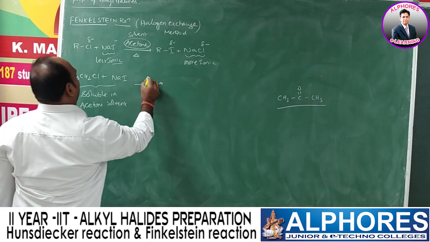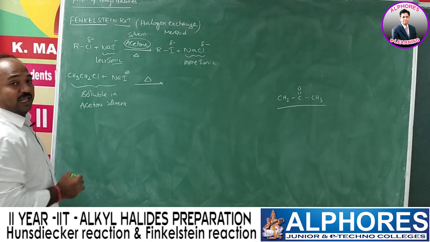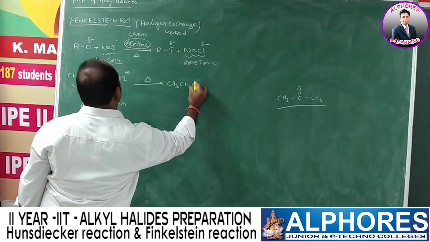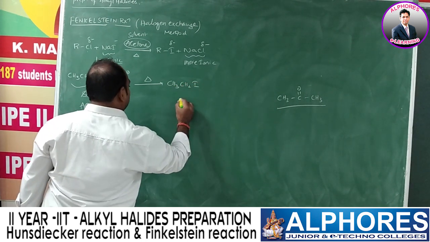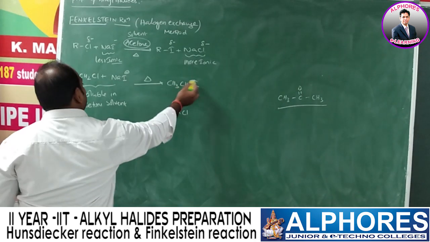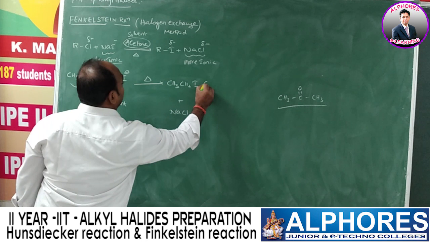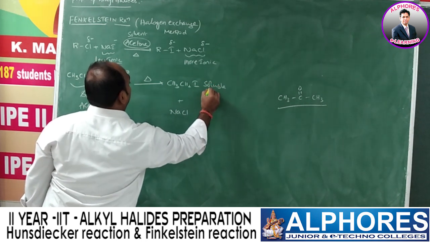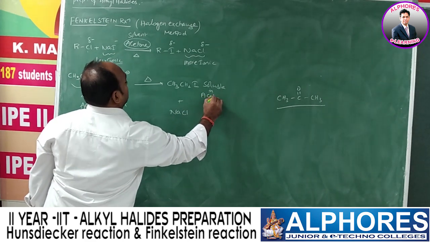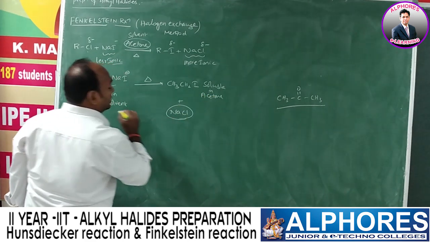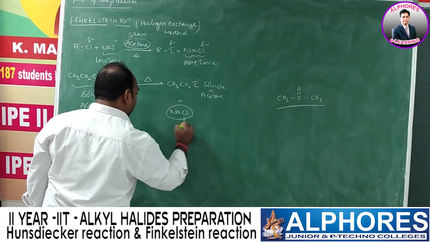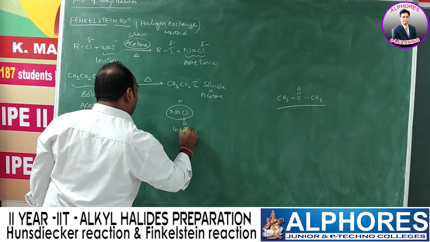Next, upon heating, what happens? I minus displaces Cl minus. We are getting the product CH3CH2I plus NaCl. Again, CH3CH2I, which is non-polar, is also soluble in acetone. But what about the compound sodium chloride? Sodium chloride is a more ionic compound. This one is insoluble in acetone.